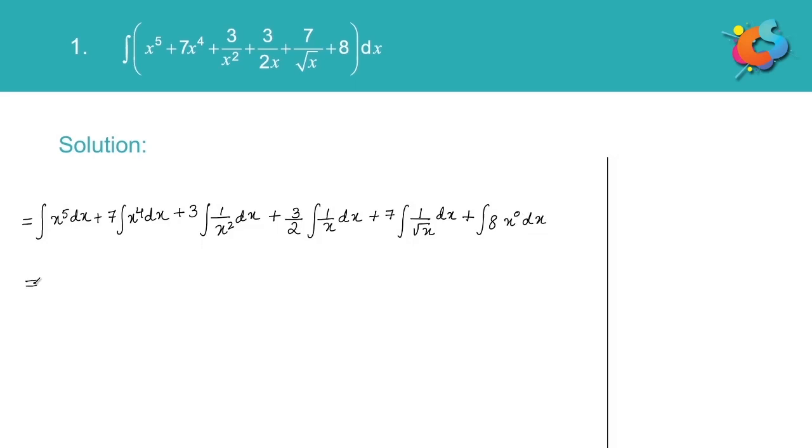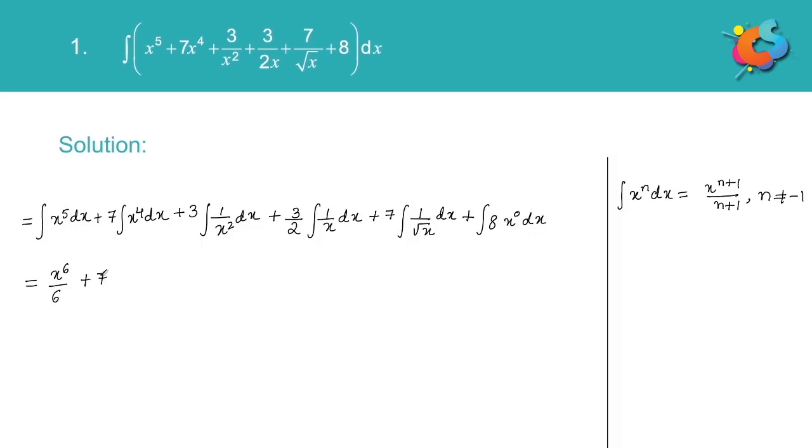Now, we know from the standard integrals, integration of x power n with respect to x is x power n plus 1 by n plus 1. Here, n is not equal to minus 1. So, if I apply this formula for the first term of the integrand, in place of n, we have 5. So, integration of x power 5 is x to the power of 5 plus 1 by 5 plus 1, which can be written as x power 6 by 6 plus 7 times.